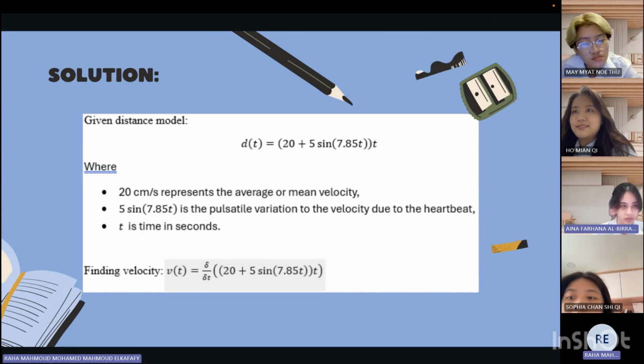Now we are given the distance formula where d(t) equals 20 plus 5 sine 7.85t, times t. t is the time, 20 is the steady average velocity in cm per second, and 5 sine 7.85t is the part that adds a pulse effect. We want to find the velocity from this distance function. Looking at our equation here, we have to separate it into two parts to find the derivative of the distance function with respect to time t. Next slide, please.